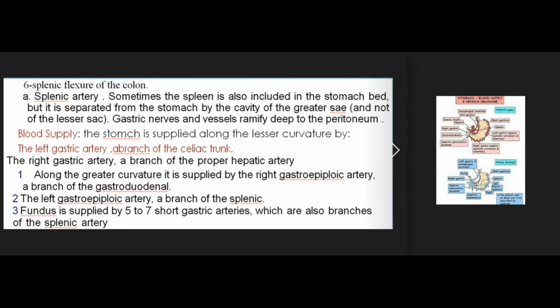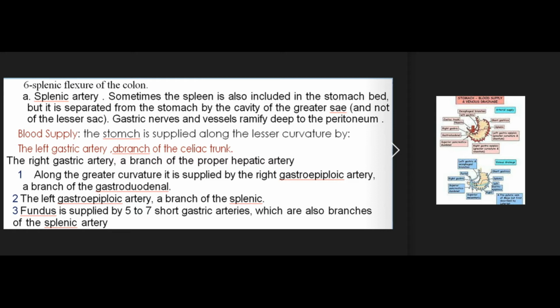7. Splenic artery. Sometimes the spleen is also included in the stomach bed, but it is separated from the stomach by the cavity of the greater sac, and not of the lesser sac. Gastric nerves and vessels ramify deep to the peritoneum.